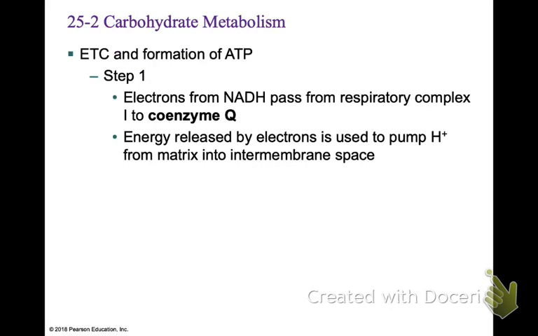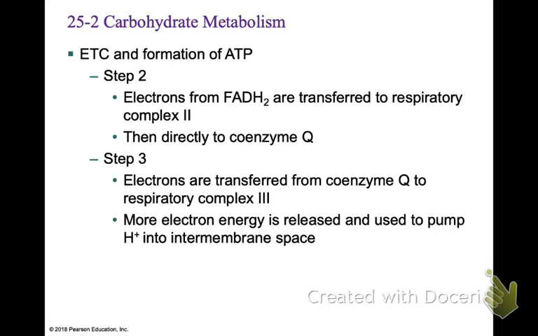So our first step, we're just going to call respiratory complex 1. And respiratory complex 1 has really 2 things that it does. It takes the hydrogens just from NAD, from all those NADH, takes those hydrogens off, and it passes the electrons from those hydrogens to coenzyme Q. So it's transferring the electrons, but it also releases enough energy from those electrons to pump a hydrogen. That hydrogen came from the NADH. It's a hydrogen ion, and it moves from the matrix into the intermembrane space. So step 1 is NADH loses its hydrogens.